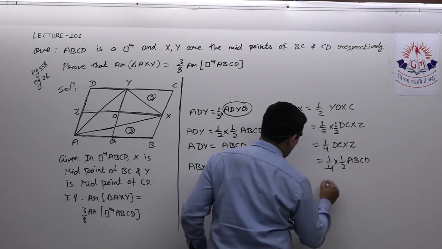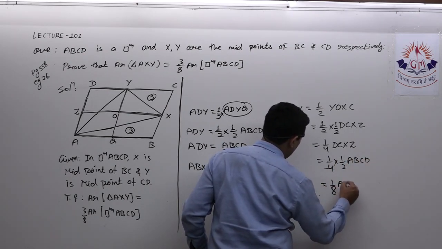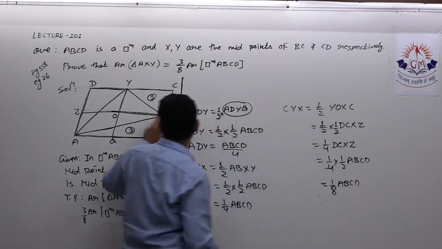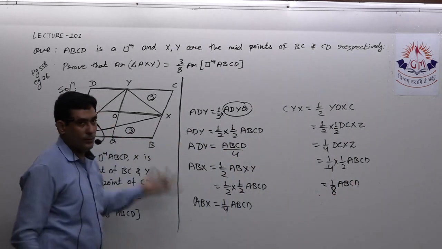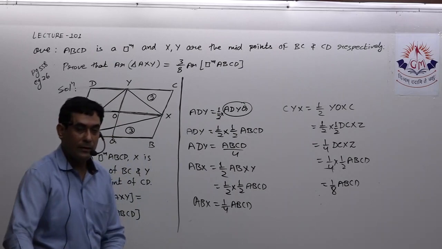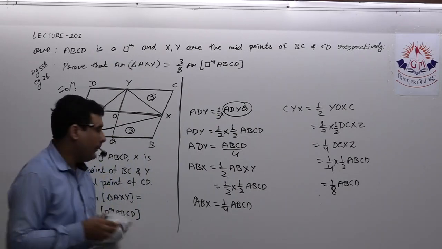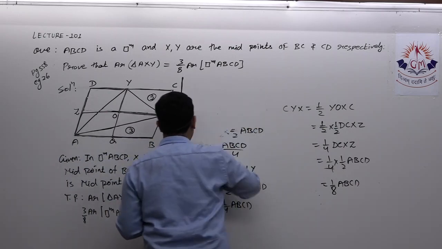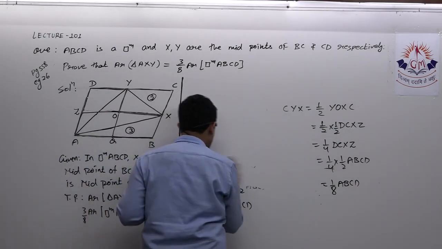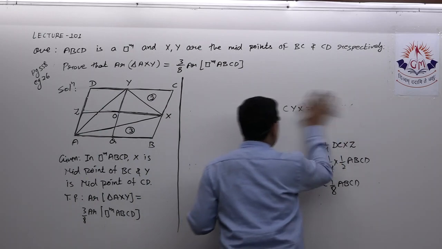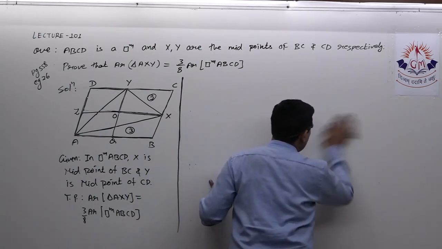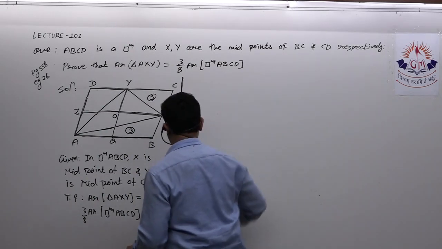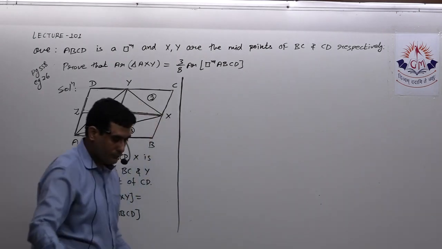So ultimately I will get this is 1 by 8 ABCD. So now I have area of these three triangles in terms of ABCD. Now I will subtract their sum from the ABCD and I will get the required result. So now I will give you a solution in a proper way. Okay, here we'll skip one thing, that we won't prove that these quadrilaterals are parallelogram.